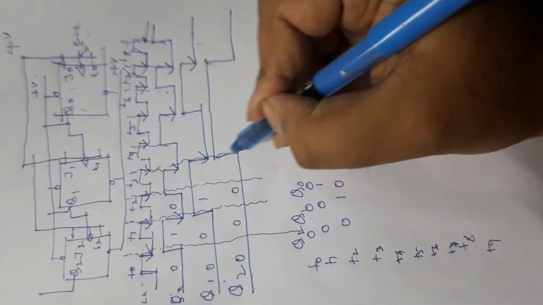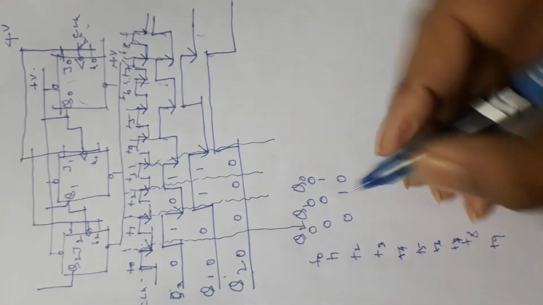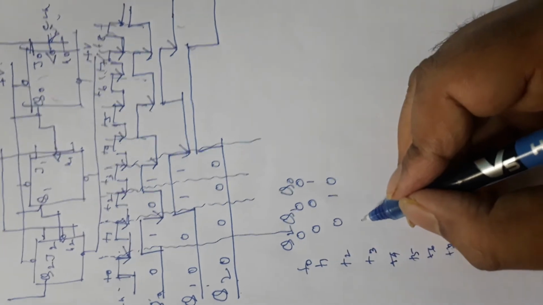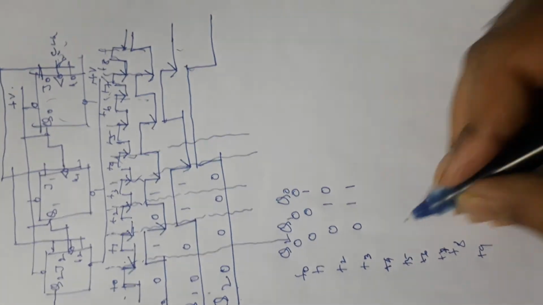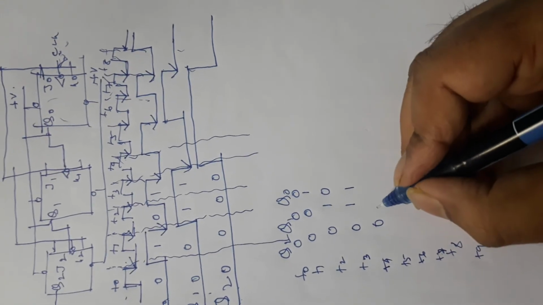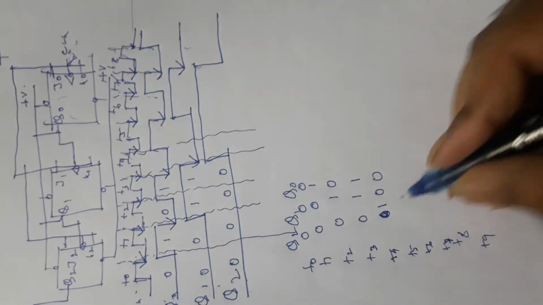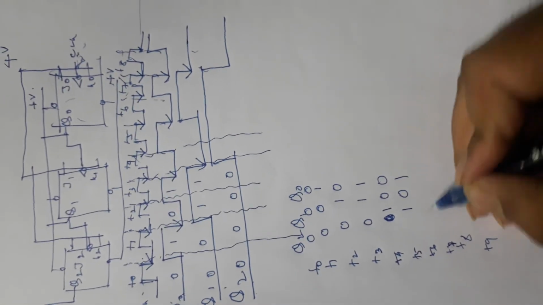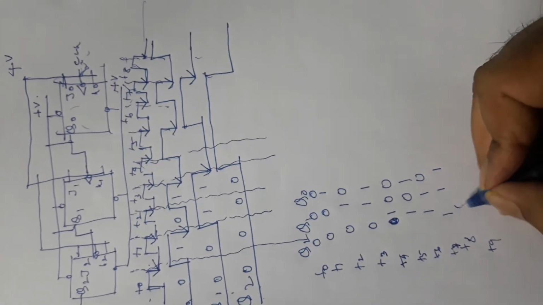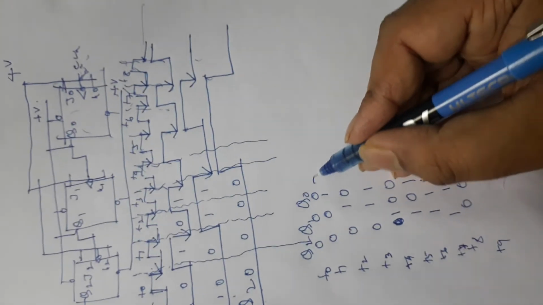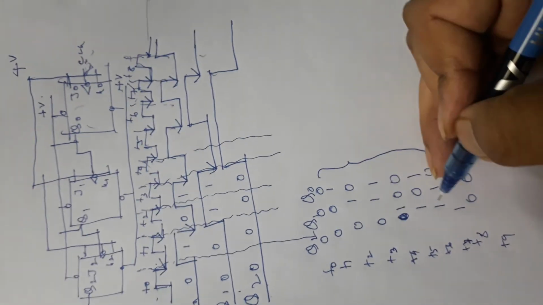In the T3 state, it is 0, 1, 1. In the T4 state, it is 1, 0, 0. And in this way, if you go on, it will be 1, 0, 1, then 1, 1, 0, then 1, 1, 1, and then again 0, 0, 0. This is very interesting. We are actually generating the binary number sequence.